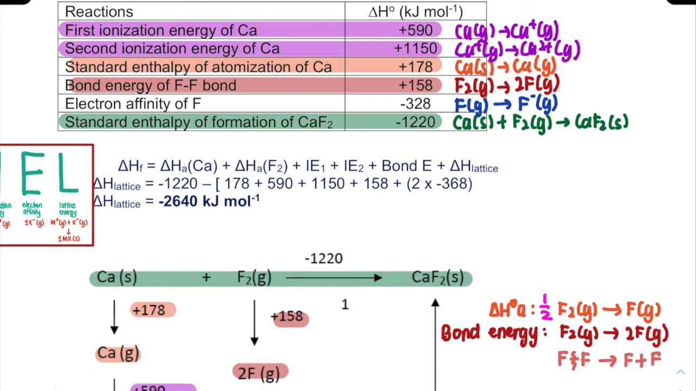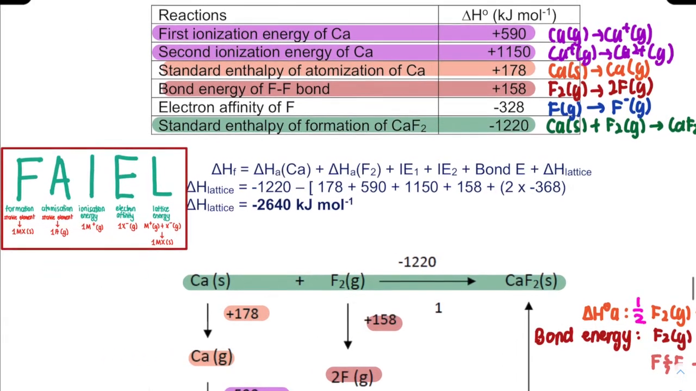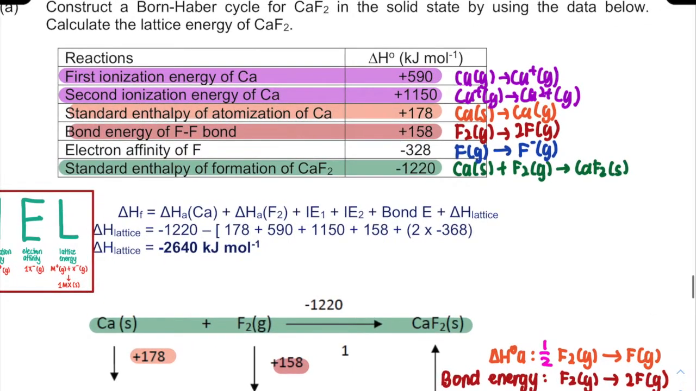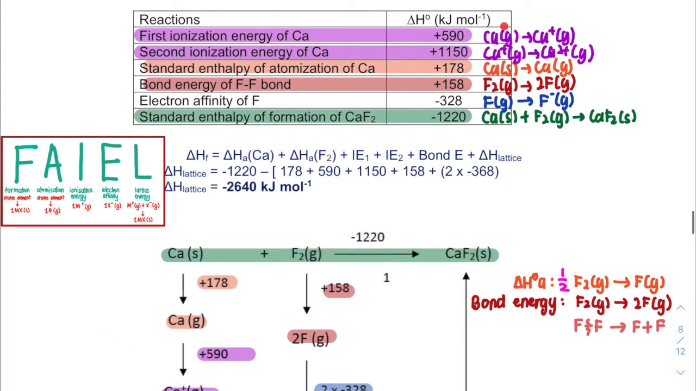So, for our F and A, that is settled. For I, it is ionization energy, from gas forming a positive ion, our cation. So, for the first one, Ca gas becomes Ca plus. The second ionization energy is from Ca plus becoming Ca2 plus. And then our electron affinity is when 1 mole of gas accepts electron to form F minus gas.